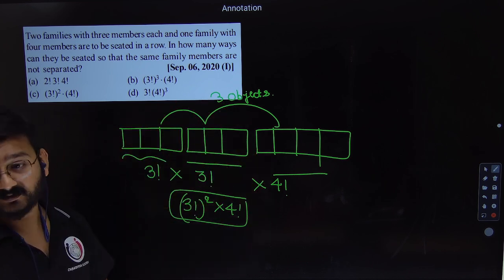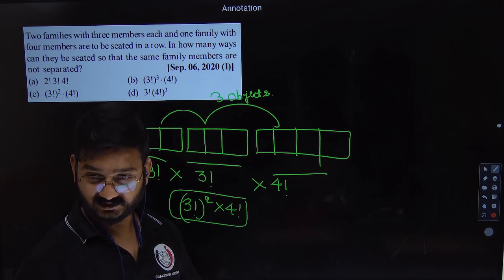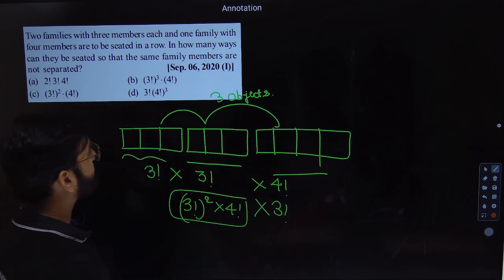Now how many objects do we have? 3. 3 objects can be arranged in 3 places. In how many ways? 3 factorial. So which option?